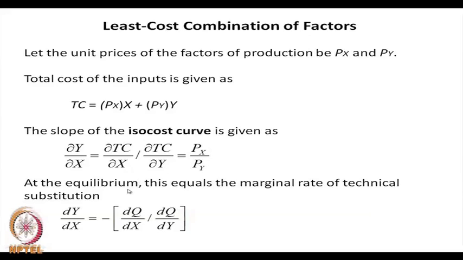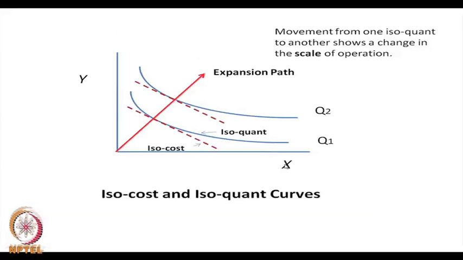Incidentally, at the equilibrium, dy/dx is nothing but dq/dx divided by dq/dy, which is the same as dy/dx, and this is the marginal product of x, MPx, and this is MPy. Therefore, the iso-cost curve slope at the equilibrium will be equal to the marginal rate of technical substitution. This is shown here in this curve.